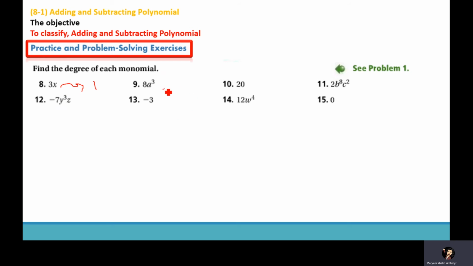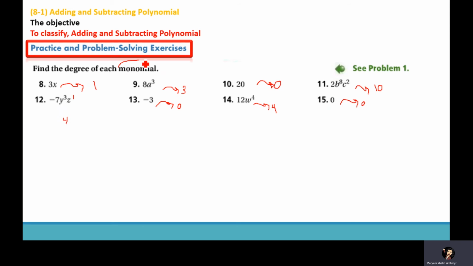What is the degree here? The degree is 3. What is the degree here for the constant, or for the numbers? 0. What is the degree here? 10, because 8 plus 2 is 10. What is the degree here? 0. What is the degree here? 4. What is the degree here? 0. What is the degree here? y to the power 3, and here is 1, so 3 plus 1 is 4. The degree is 4. So that's the idea.